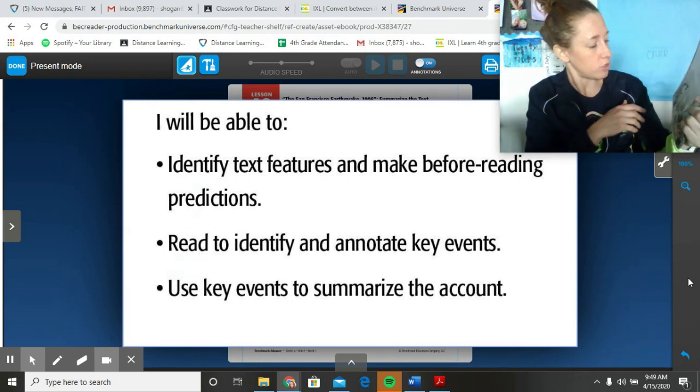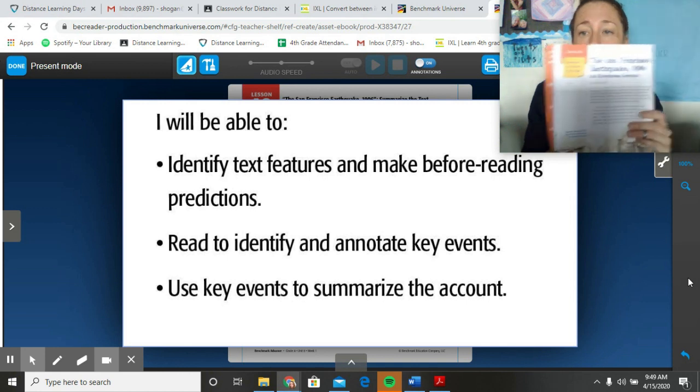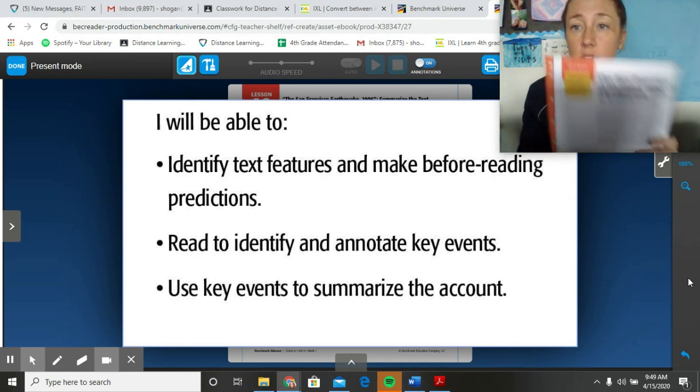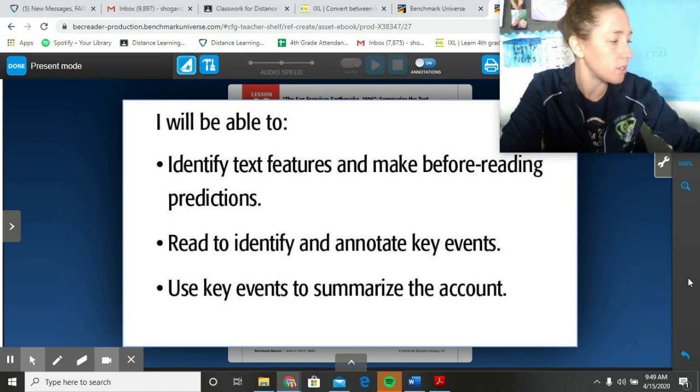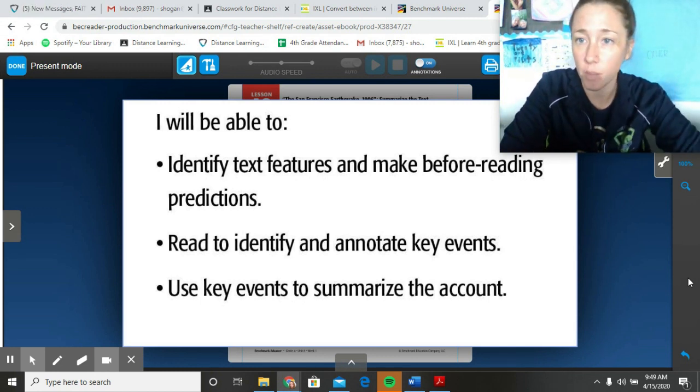It is on page 6 in your booklet. It's the San Francisco earthquake, 1906. So remember, eyewitness account, they were actually there. And we are going to use what the author says to write a summary, a nonfiction summary.